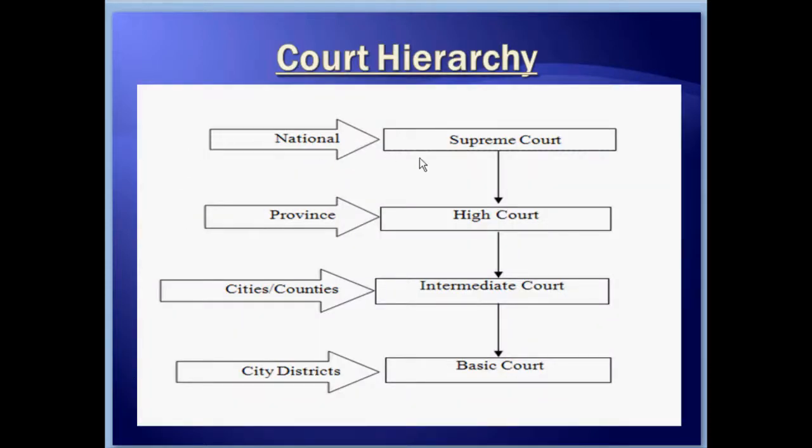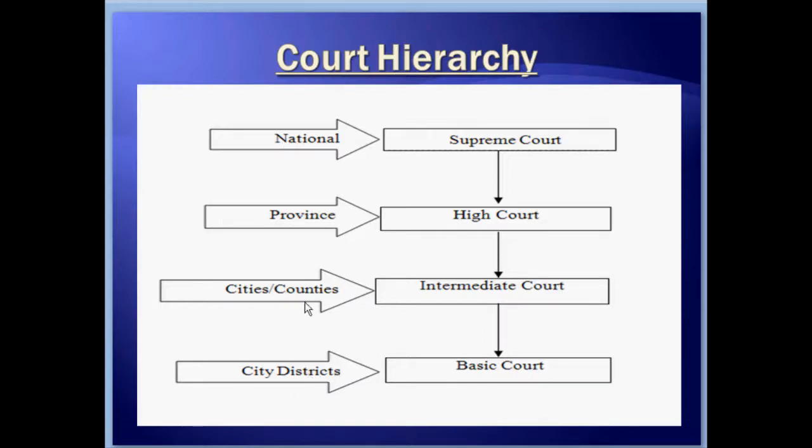At the national level, we have the Supreme Court, located in Beijing. It is a single Supreme Court, the highest court in the country. At the provincial level, there are high courts, and cases heard by high courts are appealed to the Supreme Court. After that, we have city or county level intermediate courts, and then at the grassroots level, we have basic courts in city districts.